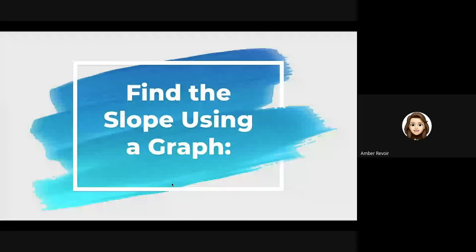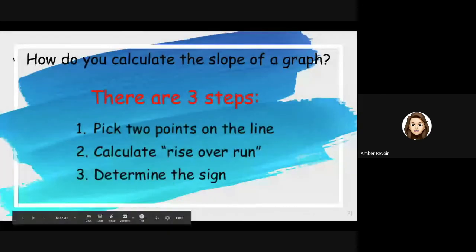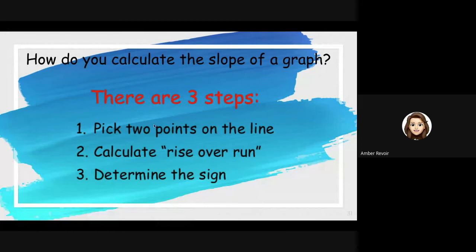Here we go with using a graph. So how do you calculate the slope of a graph? There are 3 steps. First, you pick 2 points on the line, and you need to pick 2 perfect points. I'm going to talk about that on the next slide. Then you're going to calculate the rise over the run, and you're going to determine the sign.